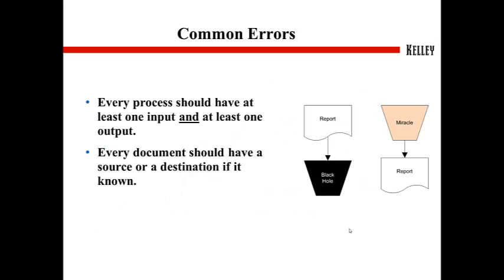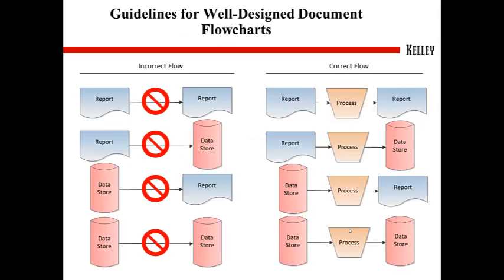Two common errors, and this is similar to data flow diagrams: don't create processes that have just inputs or just outputs. These are black holes and miracles. Every process should have at least one input and one output. On the left are errors. This shows data going from one report to another, and in this case, if you have something like that, make sure you've got a process between those two reports.